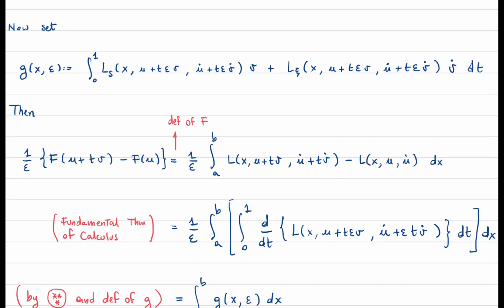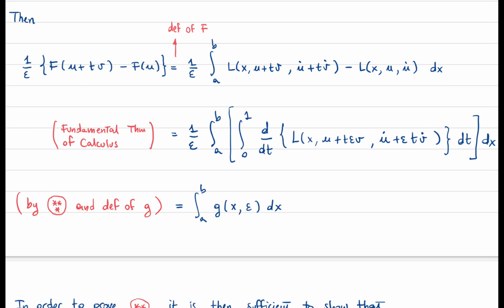And we notice that now we want to explicitly write the difference quotient for f. So 1 over epsilon times f evaluated at u plus tv minus f of u. This by definition of f is equal to this guy here. So maybe let's put a parenthesis here to be more clear. Okay. And by the fundamental theorem of calculus, so this is the trick that we're going to use, since this is differentiable with respect to t, you know that you can just write this as the integral from 0 to 1 of the derivative with respect to t of this function here.